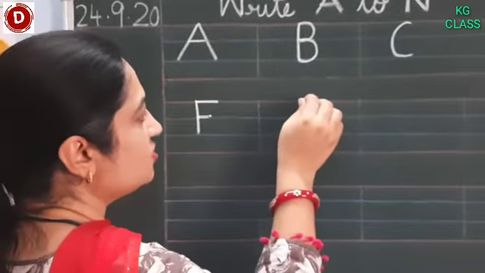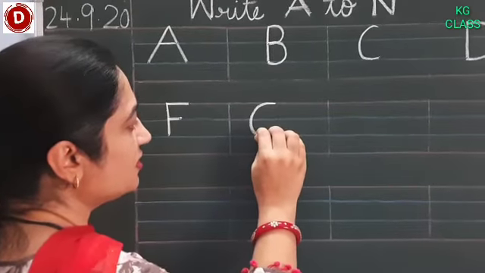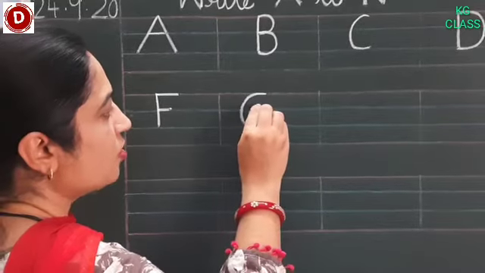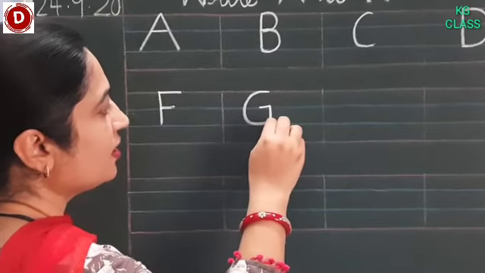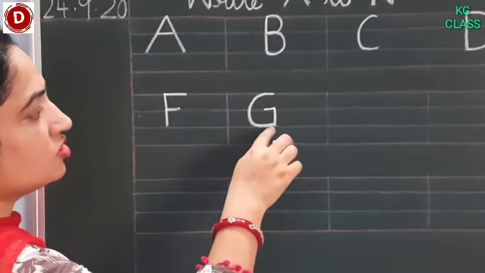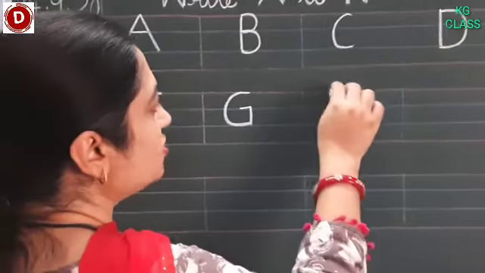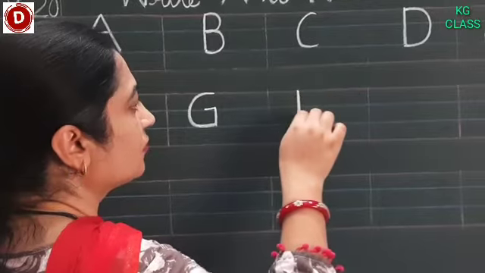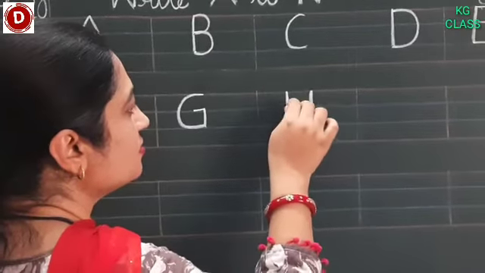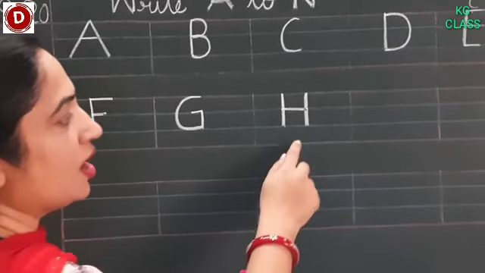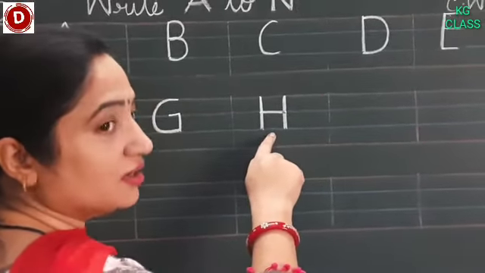After F comes G. First make C and then remove your hand, make a small sleeping line and a standing line and touch it. Like this. You have to make G. After G comes H. Two standing lines and one sleeping line. In this way you have to write capital H.